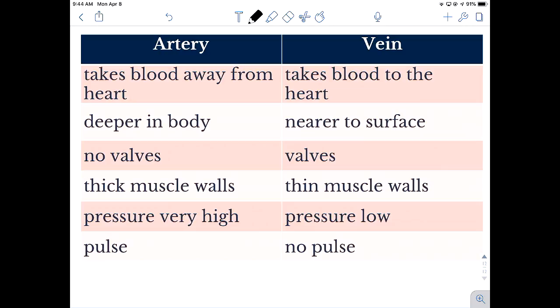There are no valves in the arteries. The arteries have high blood pressure, so that just pushes the blood straight through. Whereas in the veins, the blood pressure is much lower, so the valves stop the blood from flowing backwards. Thick muscle walls in arteries, thin muscle walls in the veins; very high blood pressure, low blood pressure; and then there's a pulse in your arteries. That's where we're detecting the pulse. Anytime you are detecting a pulse, you're actually feeling the artery moving, not the vein.